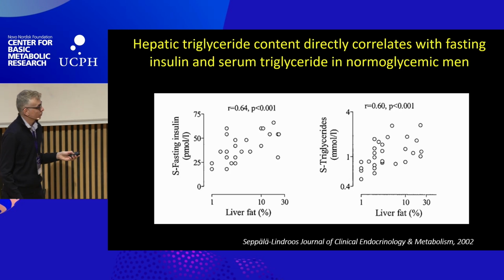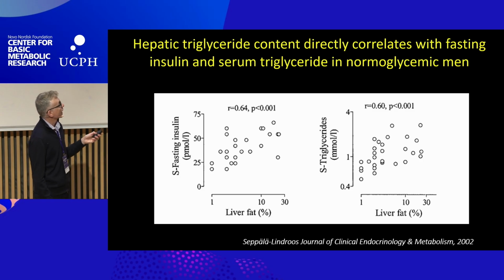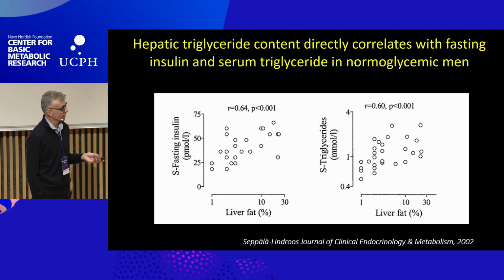So this is a more than 20 years old paper from Hannele Yki-Järvinen in Helsinki. She was the first one showing that the more fat you have in the liver, the more fasting insulin, indicating that there is an association between liver steatosis and increased insulin resistance. This is very similar if you look at liver fat and circulating triglycerides.